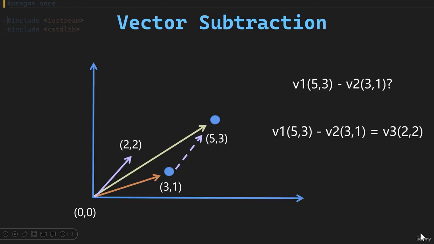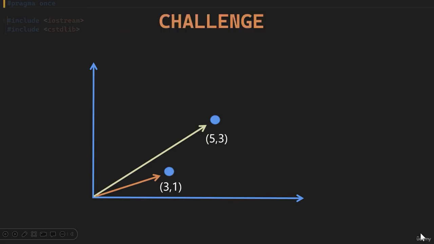And just to examine what we've just learned, I have a challenge for you. Here I have the same vectors, and this time I'm going to use v2 to subtract v1. What is the new vector that I'm going to get? Pause the video now and see if you can solve this by yourself.